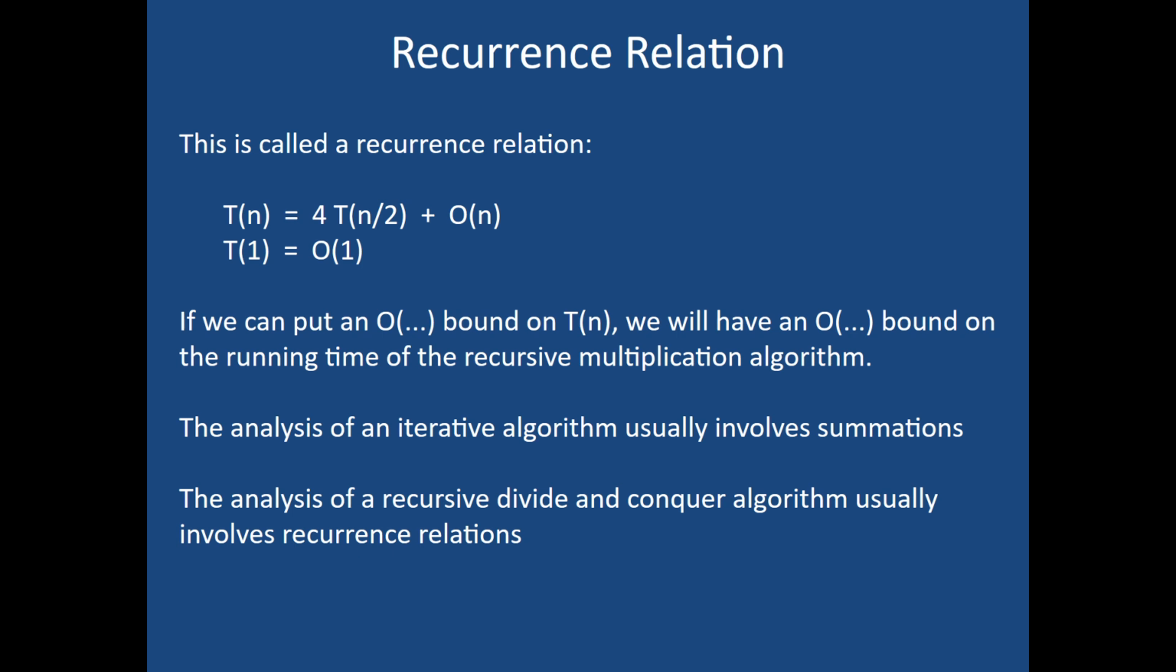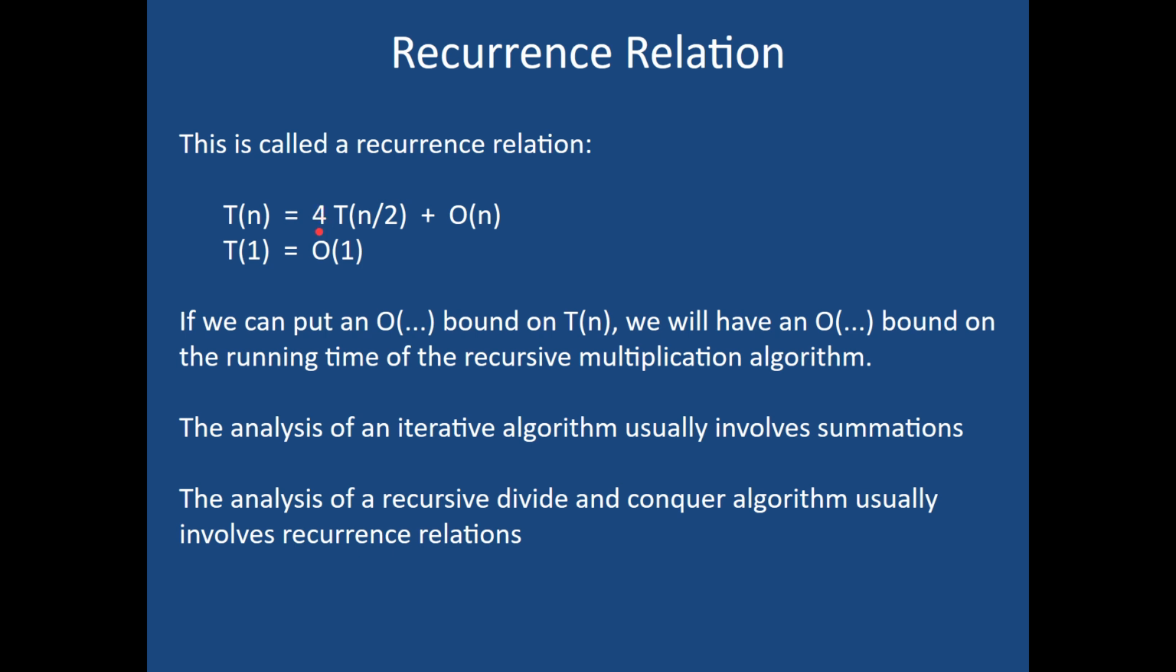Just like we saw in the last 2 weeks, analyzing iterative algorithms like insertion sort, selection sort involves summations because you've got nested loops. Analyzing divide and conquer algorithms usually involves recurrence relations. And the ones we'll look at are always of this form. There's going to be one term here that deals with the recursion. What's the 4 mean? What if this said 3 instead of 4? What would that tell you?